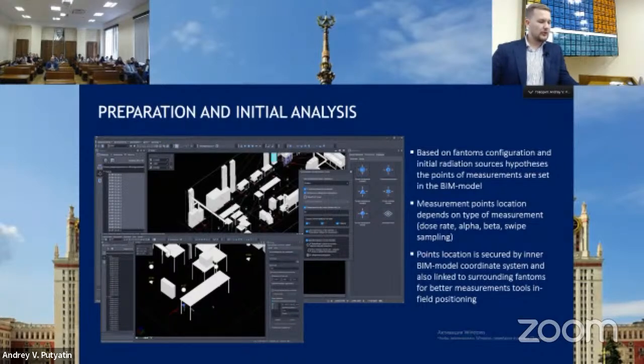So the measurement points are set in the BIM model. The location of measurement points depends on the type of measurements: dose rates, alpha, beta counting, or just swipe sampling. The point's location is secured by a coordinate system inside the BIM model and also linked to surrounding phantoms for better in-field positioning of measuring equipment.